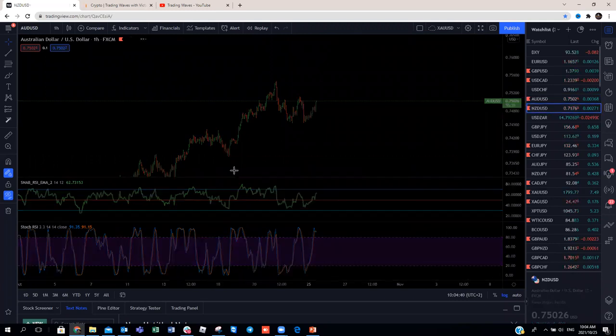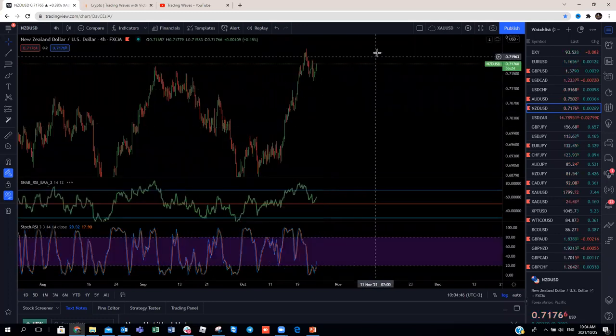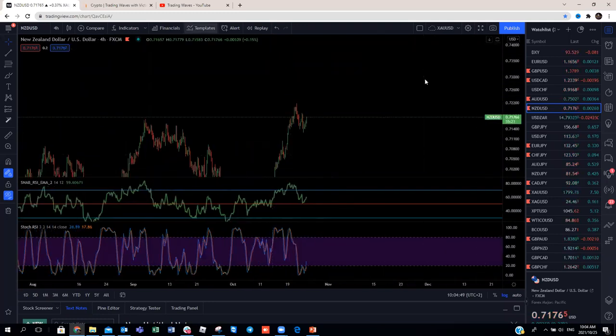New Zealand, same structure. I'm going to go back to the 4 hour. So New Zealand, again, same as Audi US dollar, 3-wave pullback, and we're expecting this to be an impulsive move for the next move to the upside.